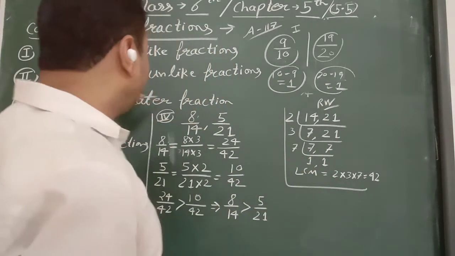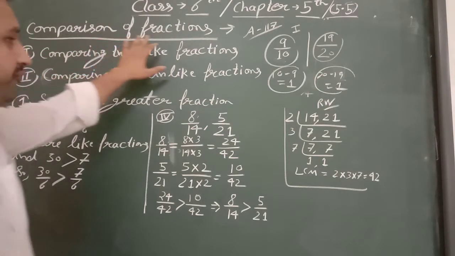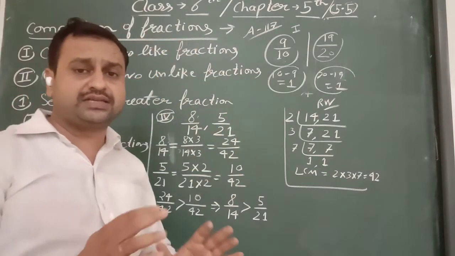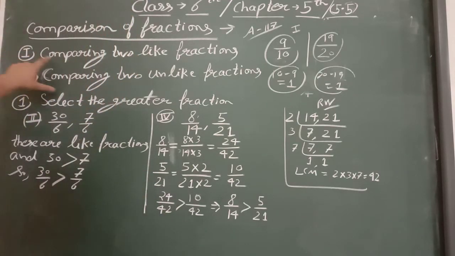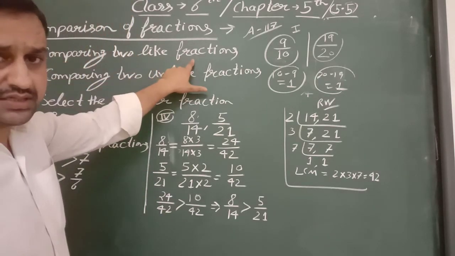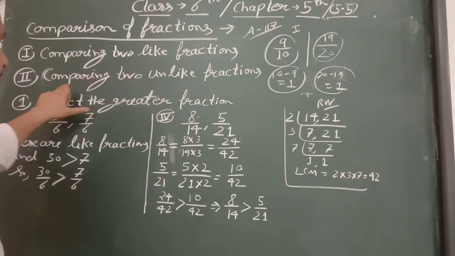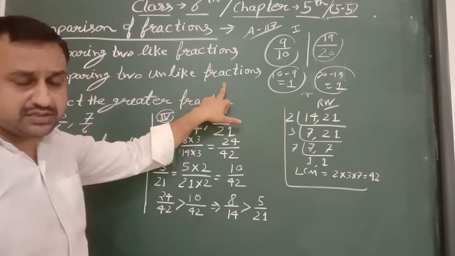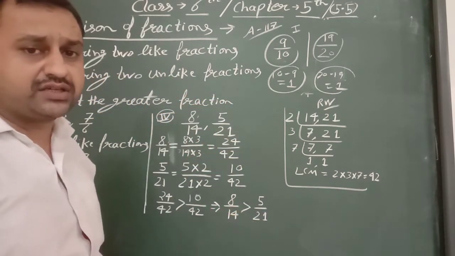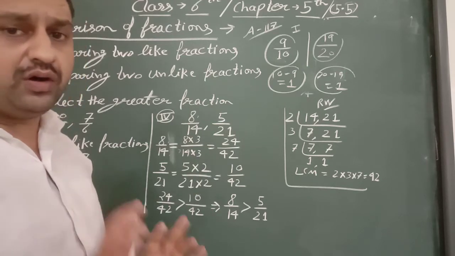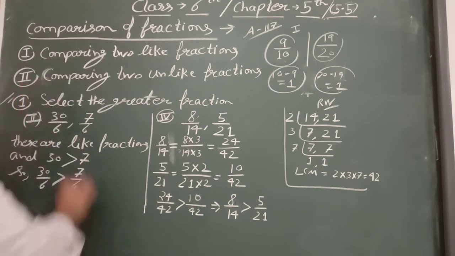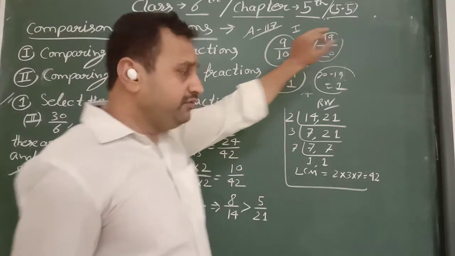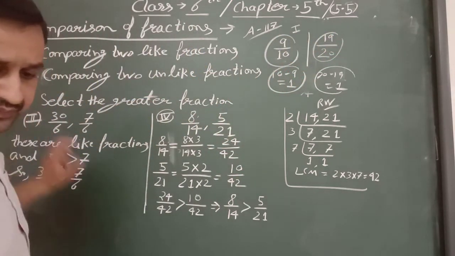So today our topic is comparison of fractions, how we will compare fractions. There are two types: comparing two like fractions and comparing two unlike fractions, how we will compare two like fractions and how we will compare two unlike fractions. So now we start Exercise 5.5, question number 1.